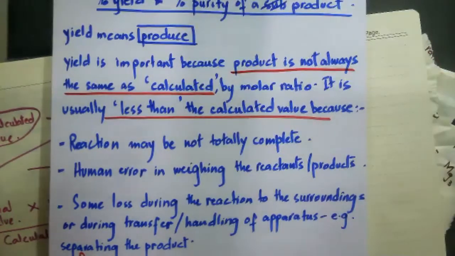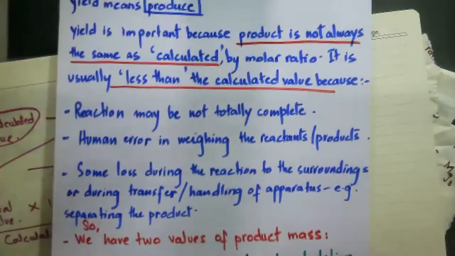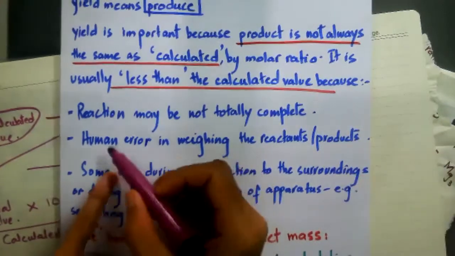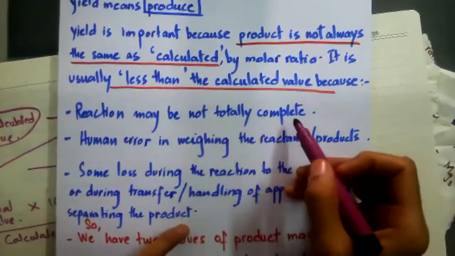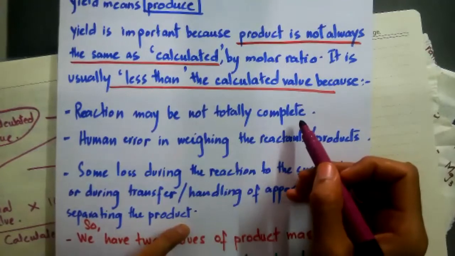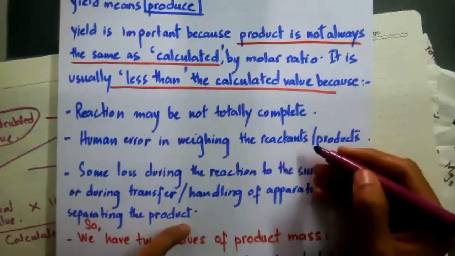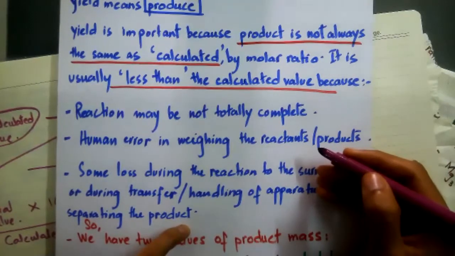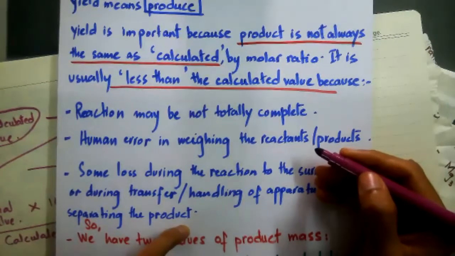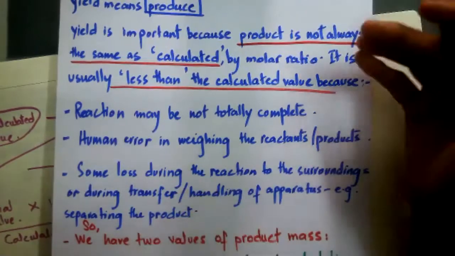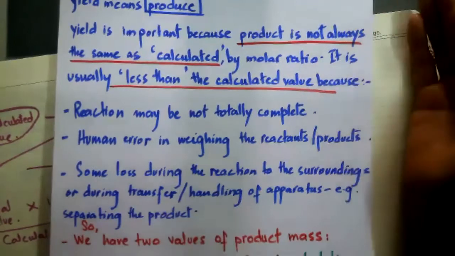Another reason why the actual value is not the ideal value is that the reaction may not be totally complete. What does this mean? Maybe the reaction is reversible, or maybe after some reaction, the reactants stopped reacting with each other due to some reason.